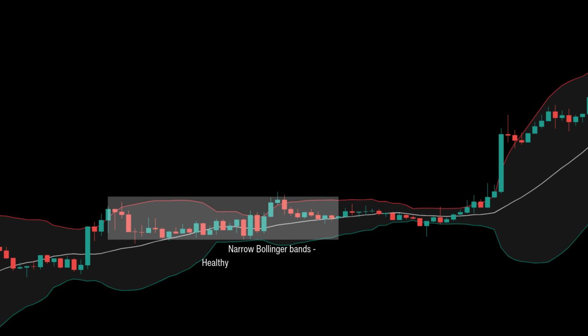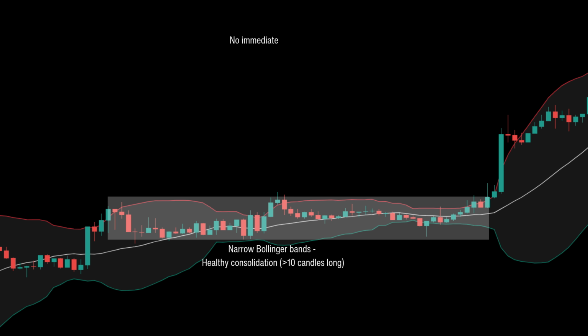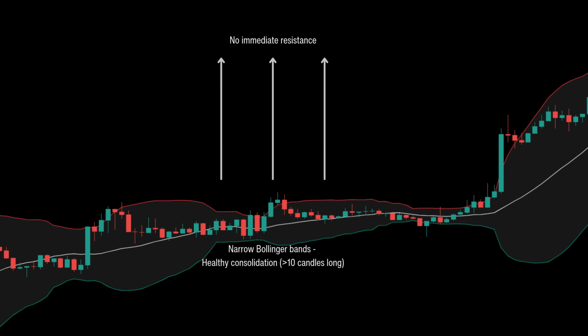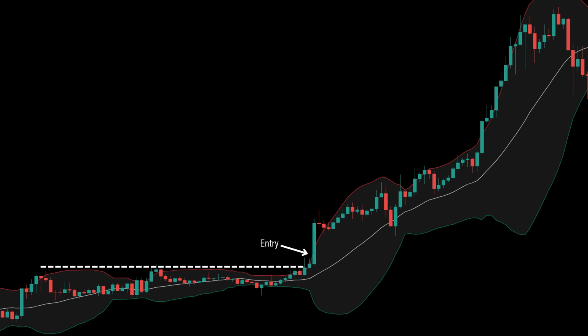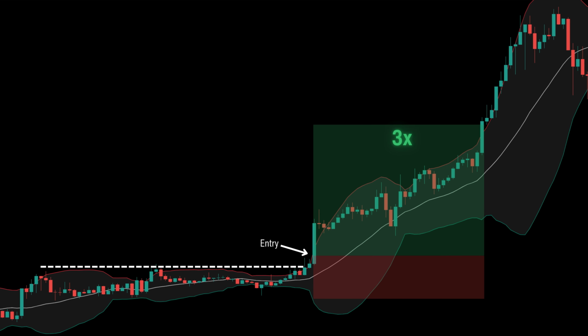Let us take a look at another example. Here we have a healthy consolidation. There is no immediate resistance, so there is room for the price to move. We enter our trade when the high of the breakout candle is taken and target a minimum of 1:3 risk-reward. As you can see, it is a win. In case you are wondering, these are 1-hour charts of Bitcoin USD.